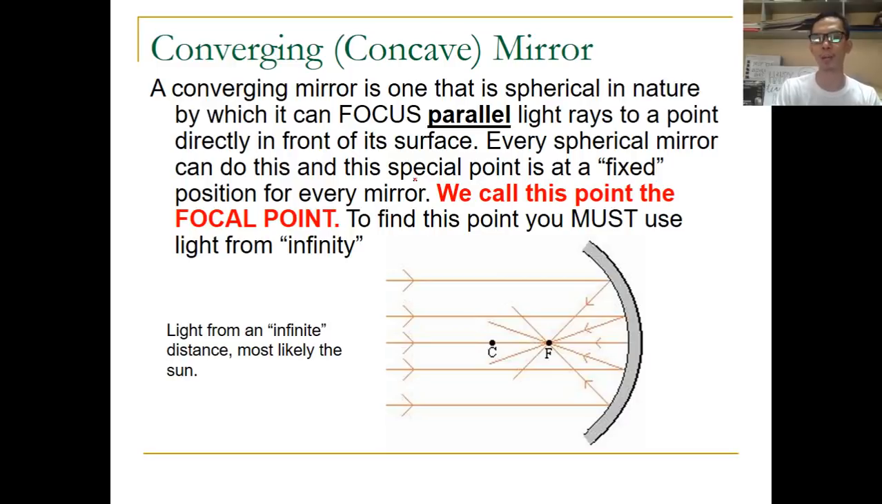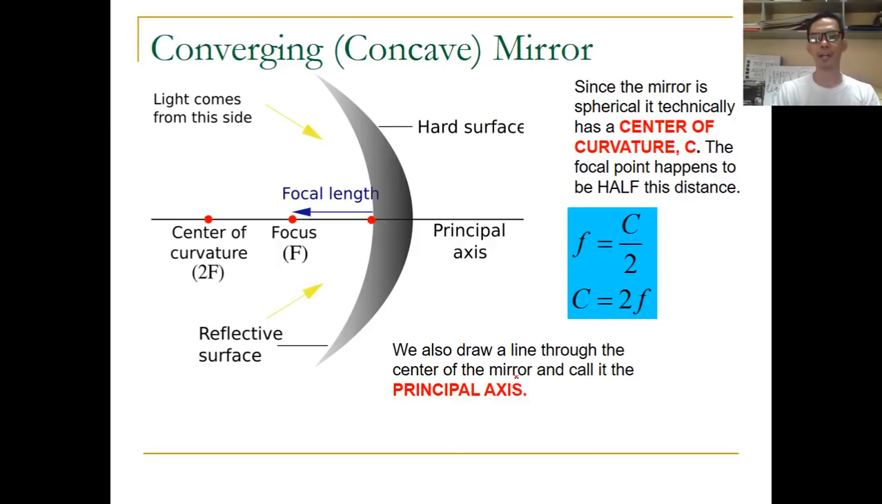Or should I say focal point? Okay, so this is where the light rays meet. In a concave mirror, if the light comes from an infinite source, the one that we have right here, all light rays from that infinite point will meet at the focal point. So that is the part where all light rays meet.